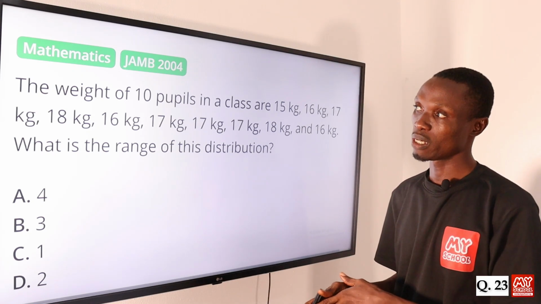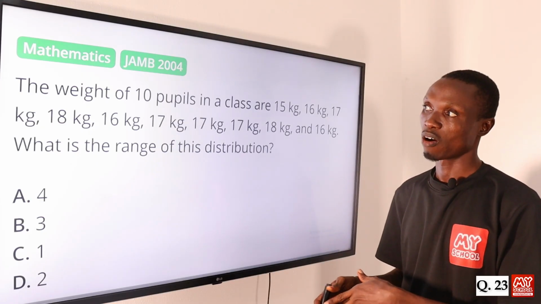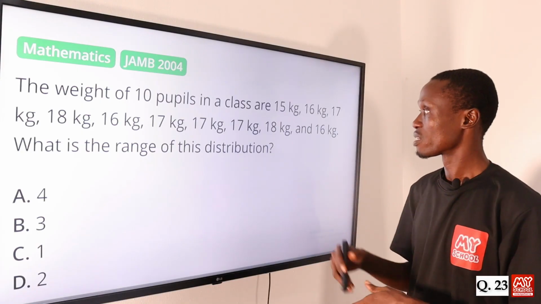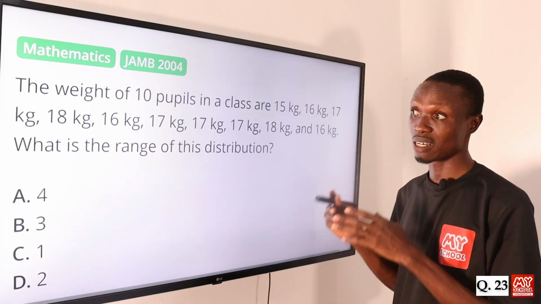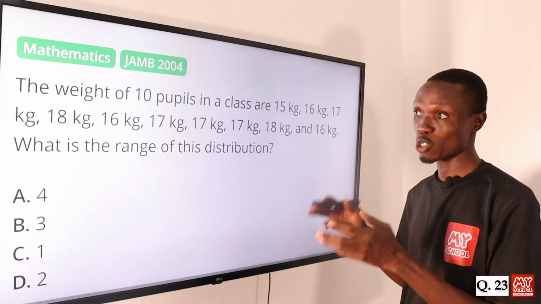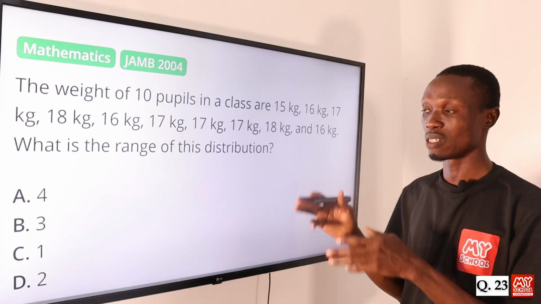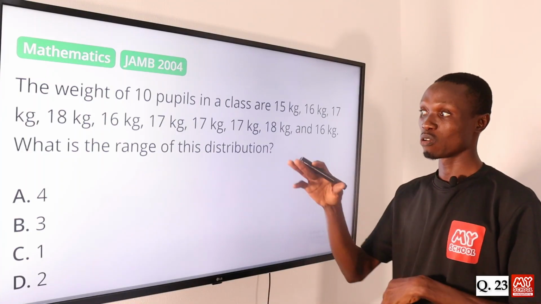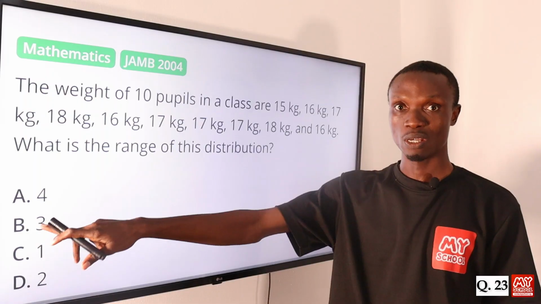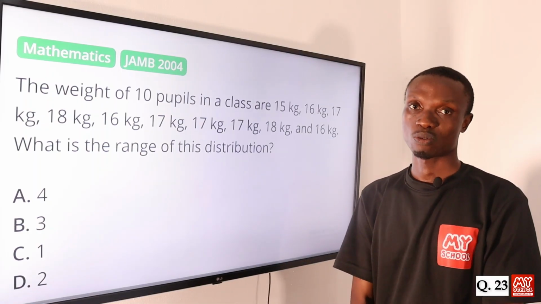So range simply is the highest of the data minus the lowest of the data. From here, the highest of the data is 18, while the lowest of the data is 15. If we subtract 15 from 18, that will be equals to 3. So the range of this distribution is equals to 3 kg. That makes option B the correct answer to this question.